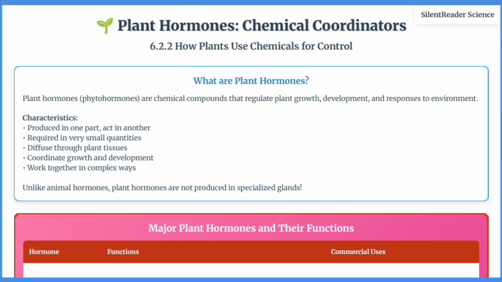Commercial applications include using auxins in rooting powders, gibberellins in growing seedless grapes, and ethylene in ripening fruits. Plants thus achieve sophisticated coordination using chemical signals rather than electrical impulses.